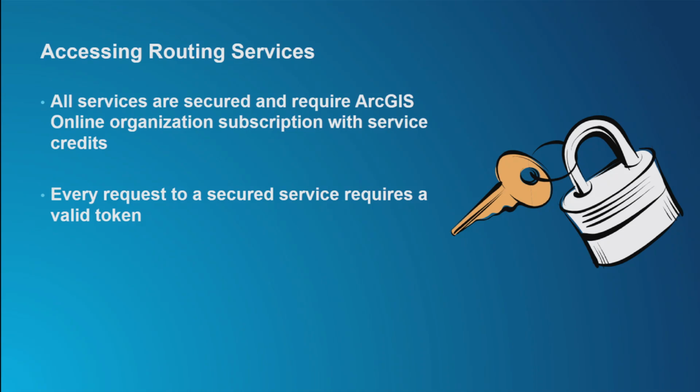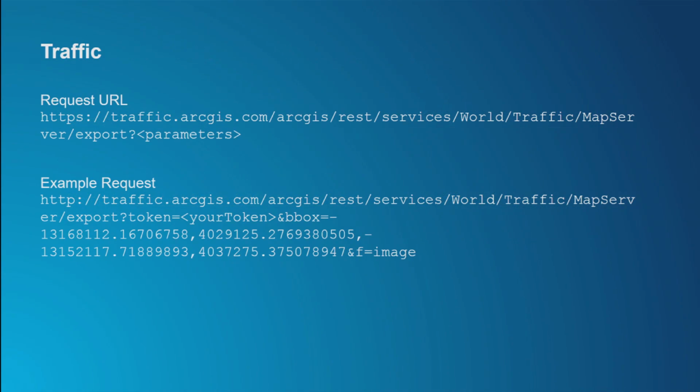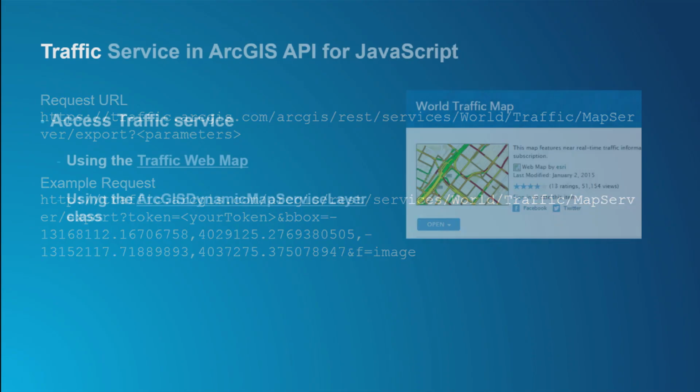So the aim of all this talk is how to get a token that you can use to execute the service. If I go back a slide, you see in all my REST examples, I had token equal to your token. Essentially, for that token, we will see how you can get it so you can make the request.